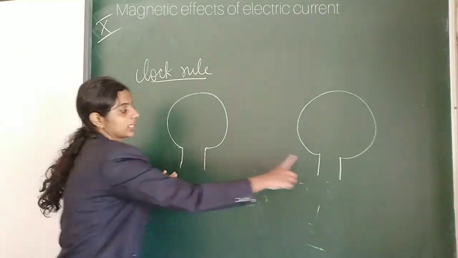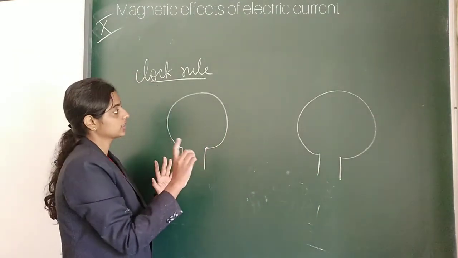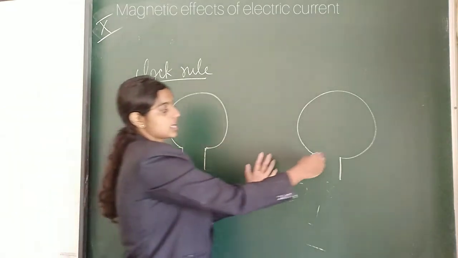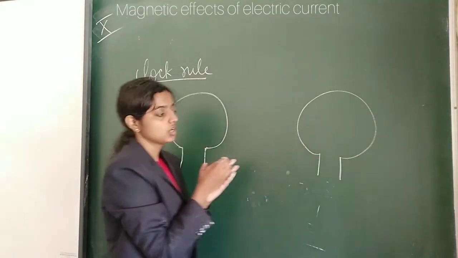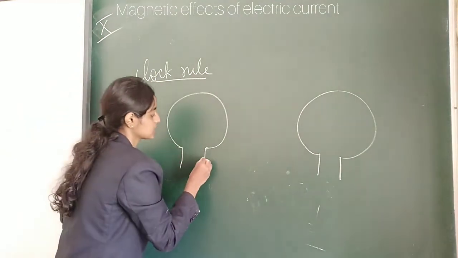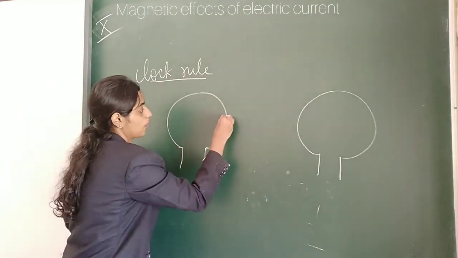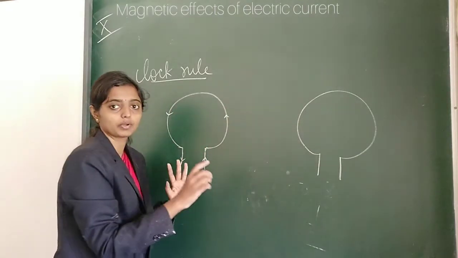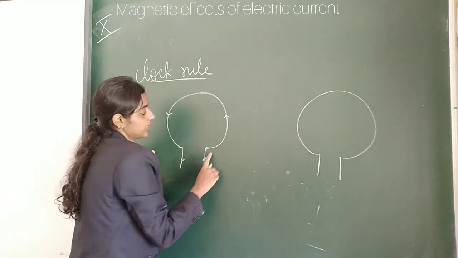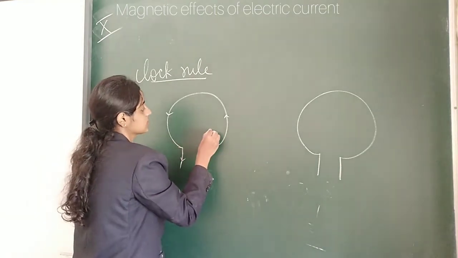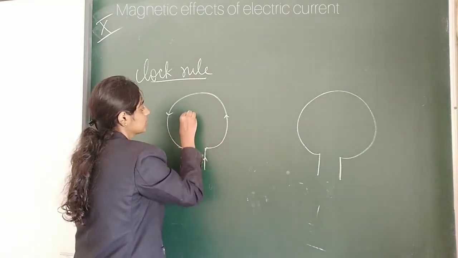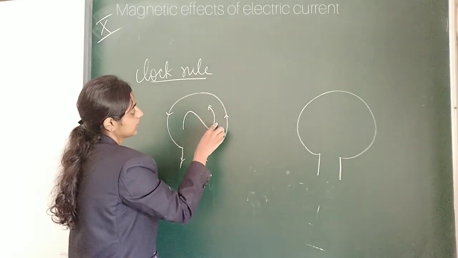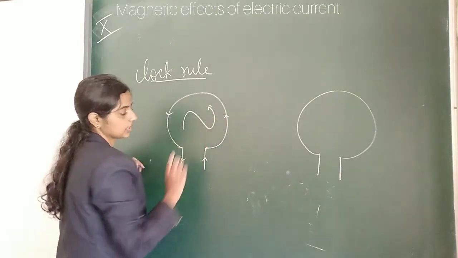So I am taking a coil. Here this is one end of the coil and this is the other end of the coil. If current starts to flow anti-clockwise, this is just a trick to remember, okay? So if current starts to flow anti-clockwise, that means just imagine it like this. That means it's flowing like this, right?